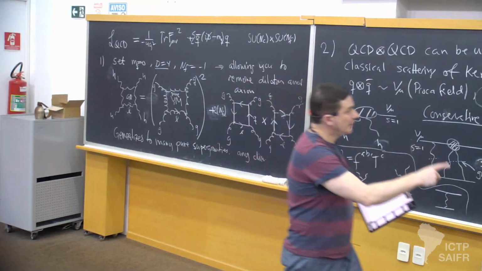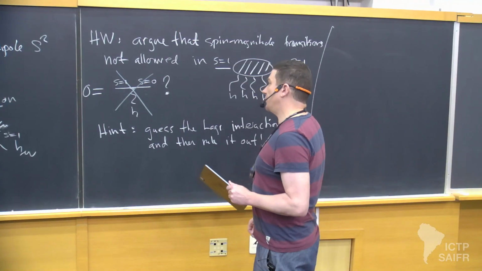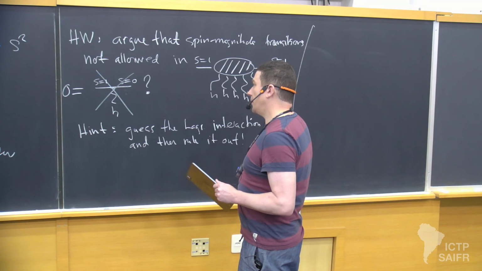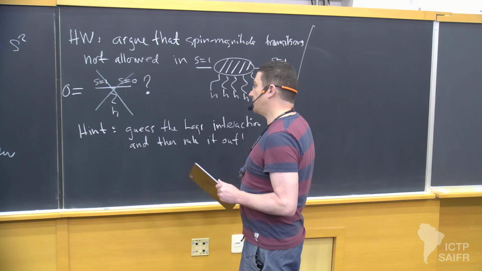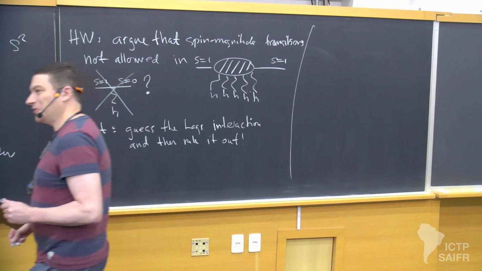What? This here? No. I think you can write down things which are Lorentz invariant. But you might still be unhappy by how it looks, yeah.